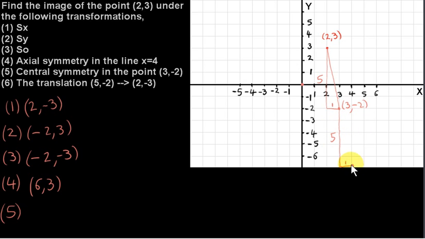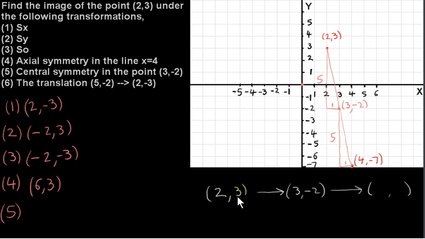This point here is the image. We just read off the coordinates of this point. So you can see that we're down on -7 here. So this point here has coordinates (4, -7).